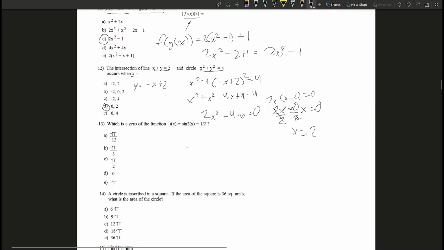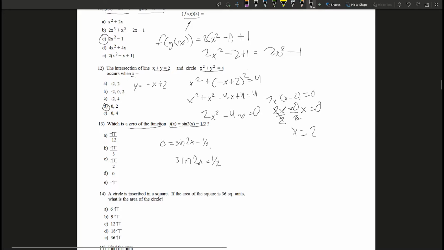All right, on to number 13. Which is a 0 of the function f of x equals sine 2x minus a half? Okay, so we're going to change this f of x to a 0 because we want to find the 0 of the function. So 0 equals sine 2x minus a half. Then sine of 2x is equal to a half.